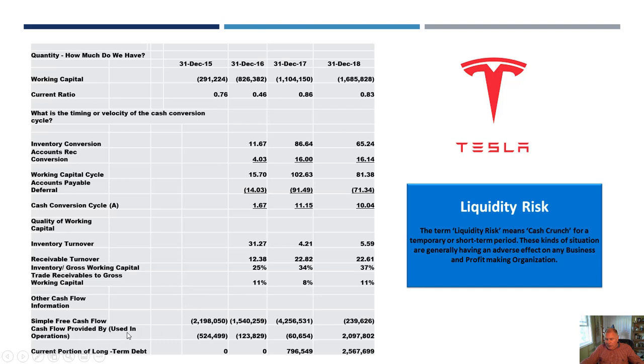We come down here to simple free cash flow. And what we can see is negative, negative, negative, not as bad. And they did turn cash flow positive in 18. But take a look at the maturing debt. 796, 2 billion 5. So they have a lot coming up.